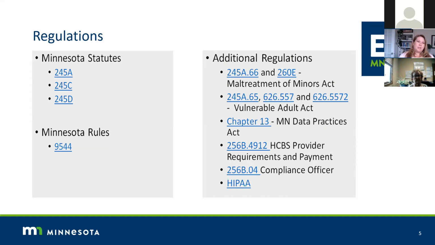So 245A is the Human Services Licensing Act. 245C talks about background studies and those requirements. Already referenced 245D. Minnesota Rules 9544, that's around positive supports and the approach of how we support people with disabilities in a positive and hopefully very person-centered way. And then some of the other regulations, the Maltreatment of Minors Act language, Vulnerable Adult Act, data privacy, HCBS provider requirements, some of the information you have to gather and track for billing.